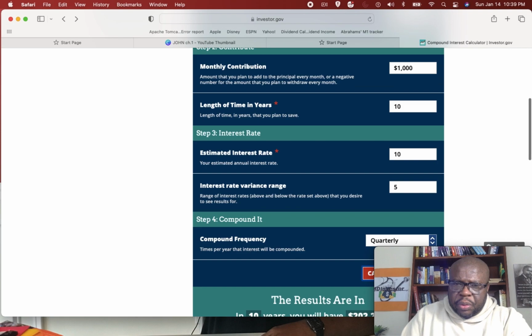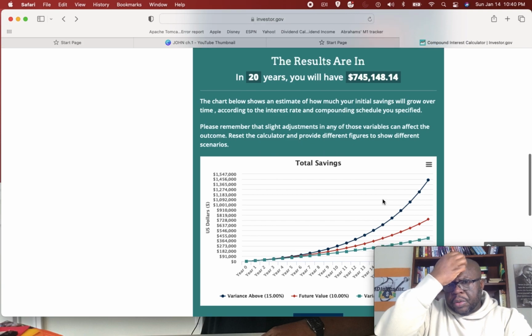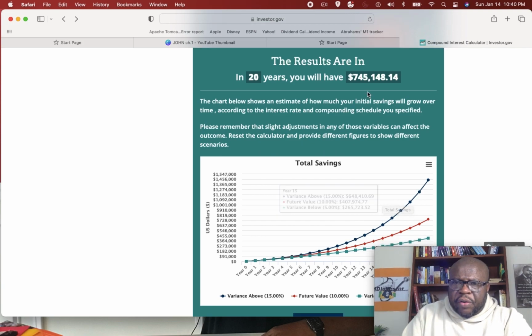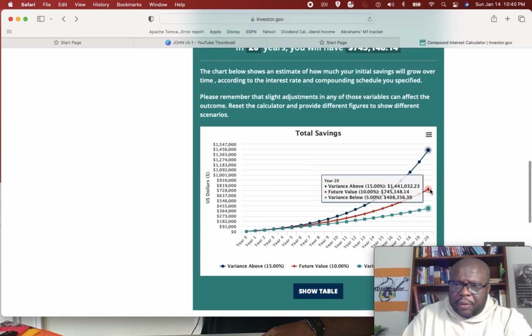Let's go to 20 years. In 20 years, at $1,000 a month, you're already at $745,000. Almost $745,000, getting close to $1 million already. $745,000 in 20 years. Look at that.